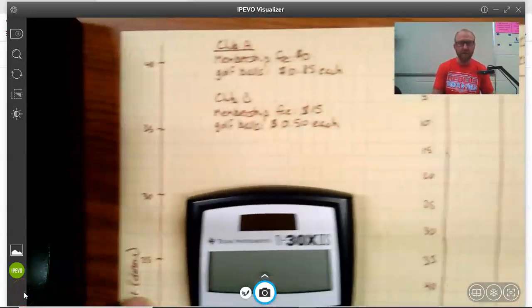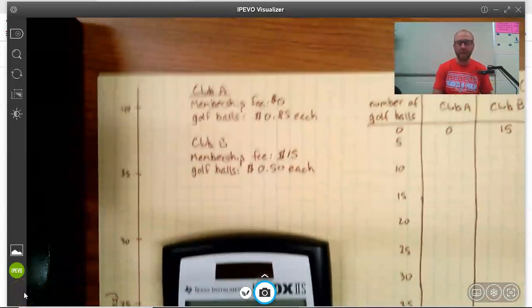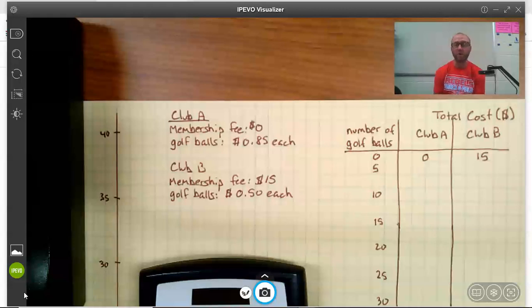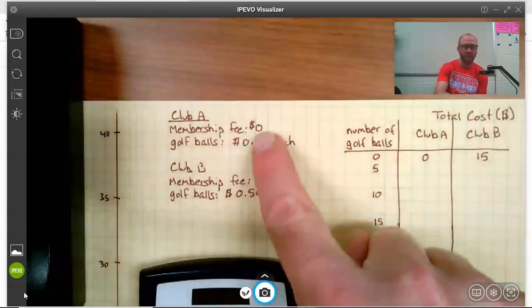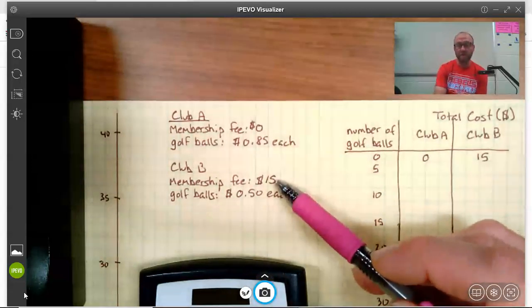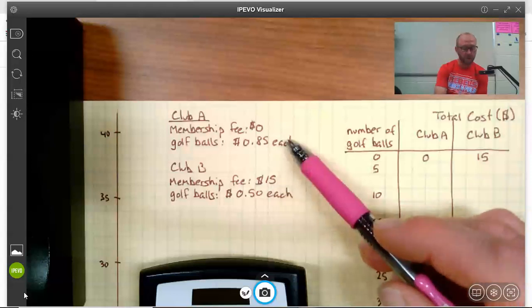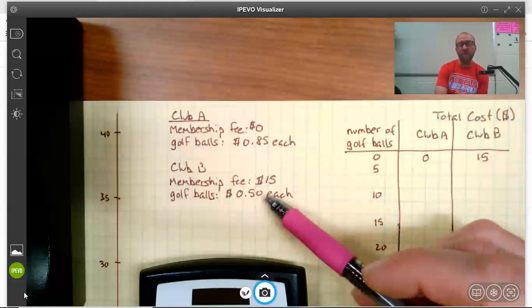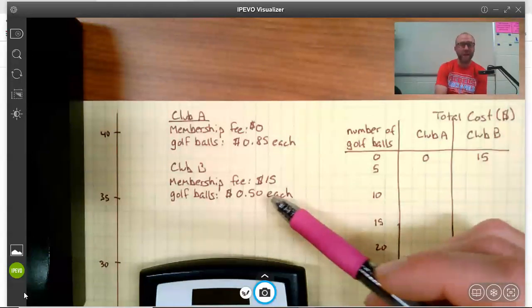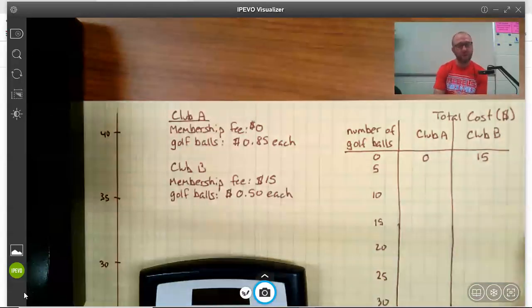Here we have a pretty classic problem about clubs and memberships. In this problem, we're joining a golf club, and there are two different clubs we can join, one of which has a $0 membership fee, but the other one has a $15 membership fee. But if I buy golf balls, the golf balls are 85 cents at the first club, but only 50 cents at the second club. So golf balls are cheaper at the second club, but I have to pay a membership fee. So classic problem. Let's work through this.